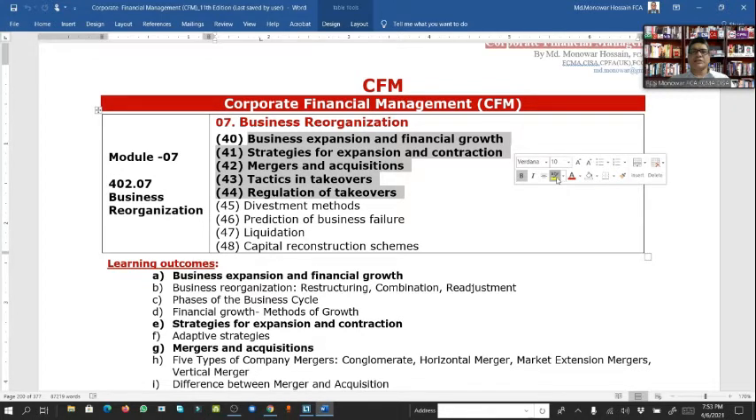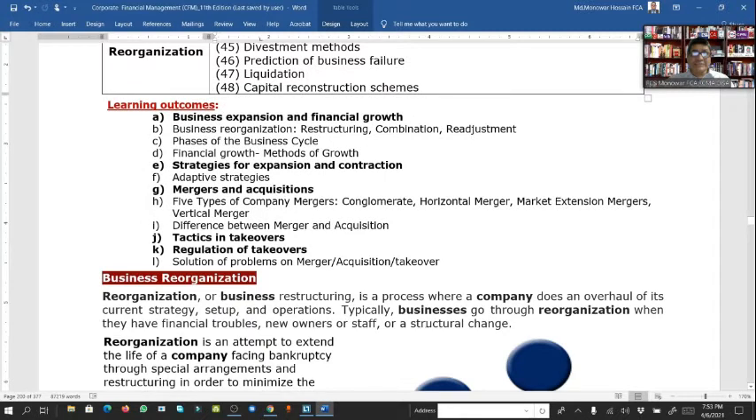After today's study, we will understand business expansion, business reorganization, restructuring, combination, readjustment, phases of the business cycle, financial growth, methods of growth, and strategy of expansion, merger and acquisition. There are 5 types of merger: horizontal, market expansion, vertical merger, and the difference between merger and acquisition, tactical takeover, regulation of takeover, and a few solutions regarding merger, acquisition, and takeover.